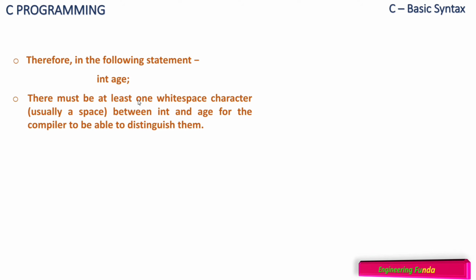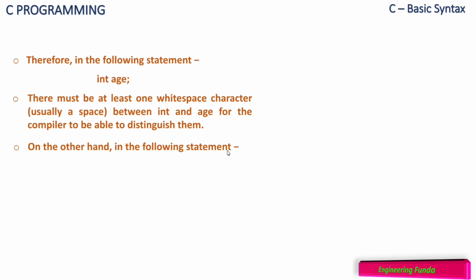There must be at least one white space character between int and age for the compiler to be able to distinguish them, because if there is no white space, the compiler will not be able to understand where the first word ends and where the second word begins. So if there is at least one white space, then it can understand that int is a keyword used for declaring an integer variable and age is a variable name or the identifier name.